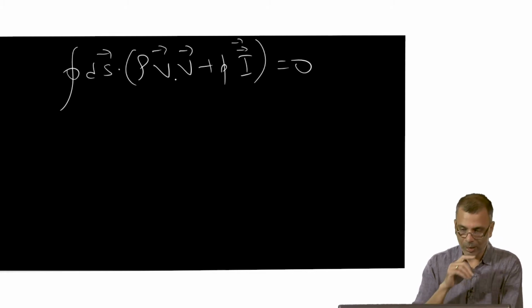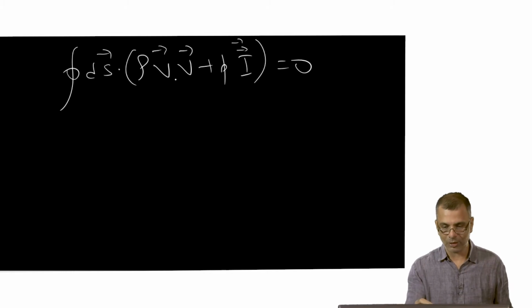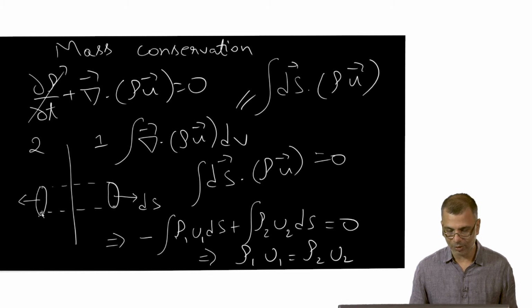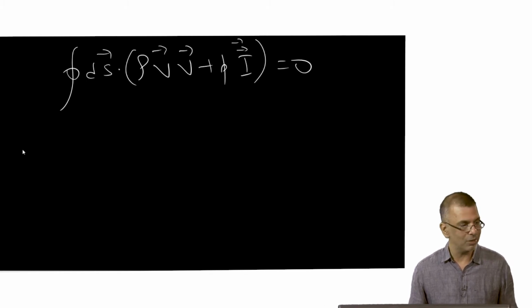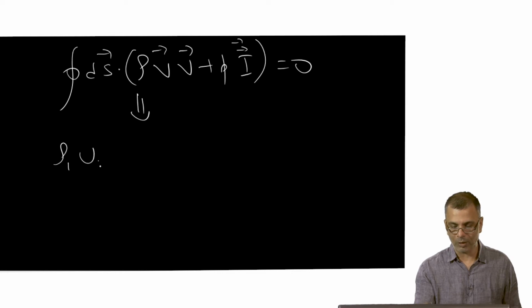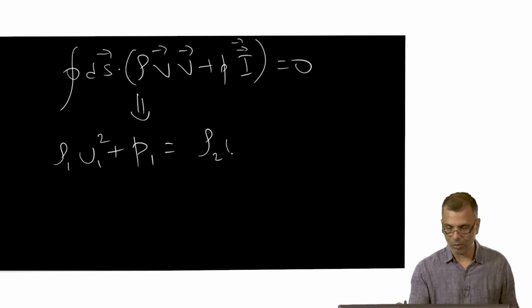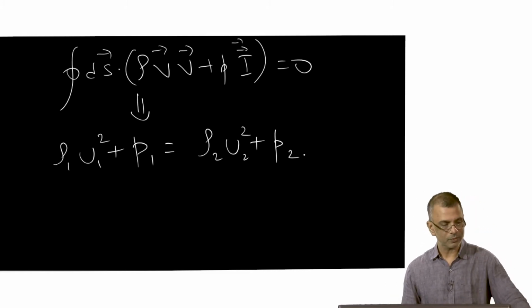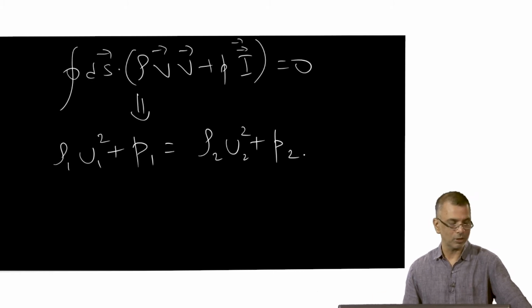Now you evaluate this over the same cylinder and carry out this integral, and this gives you the momentum conservation equation that we were familiar with: rho 1 u1 squared plus p1 is equal to rho 2 u2 squared plus p2. This is how we got the momentum flux conservation equations.